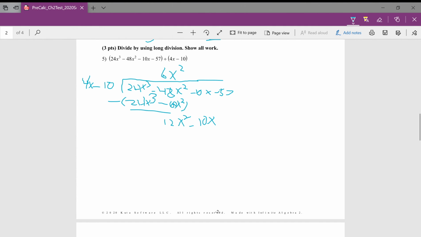So then to multiply this is simple. There's 3x, and you're going to get 12x squared. 3x times 4x equals 12x squared, minus 30x. Subtract it, and you end up with 20x. Bring down the 57.